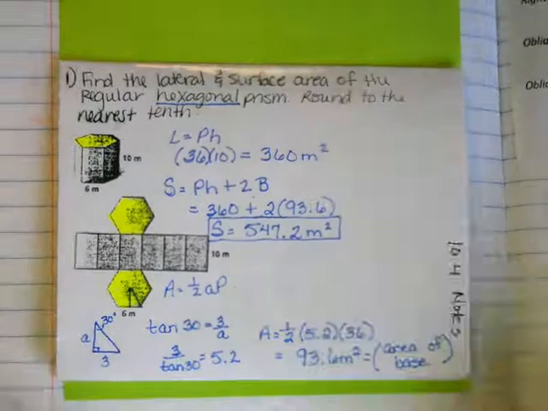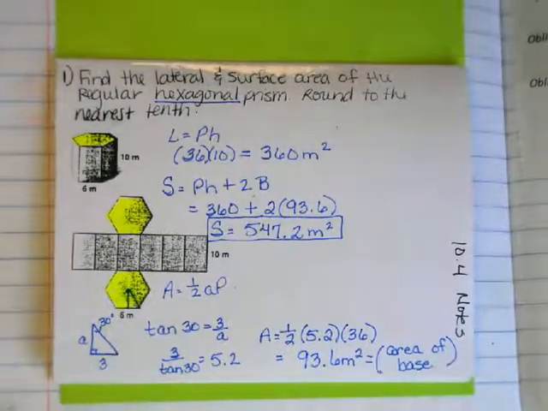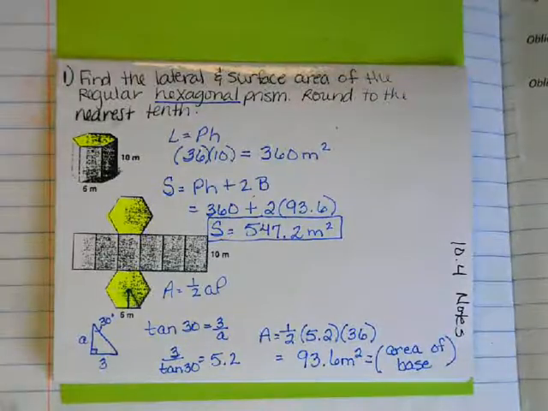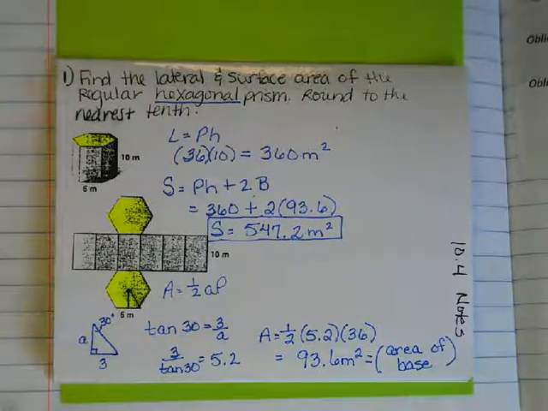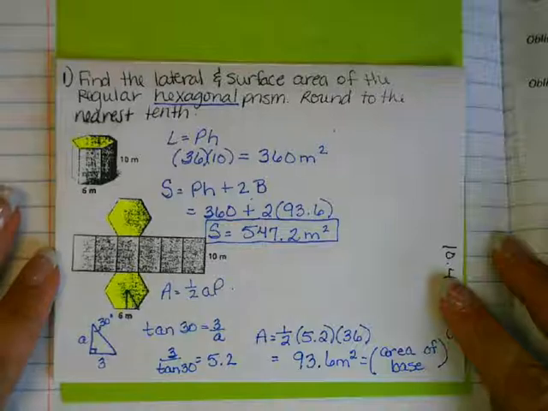It says find the lateral and surface area of the regular hexagonal prism, round to the nearest tenth. At this time, if you want to go ahead and pause me, you can do that and write all this down. I'd like you to do that so you can watch what you have written while we talk about it. So go ahead and do that now. All right, let's work this together.